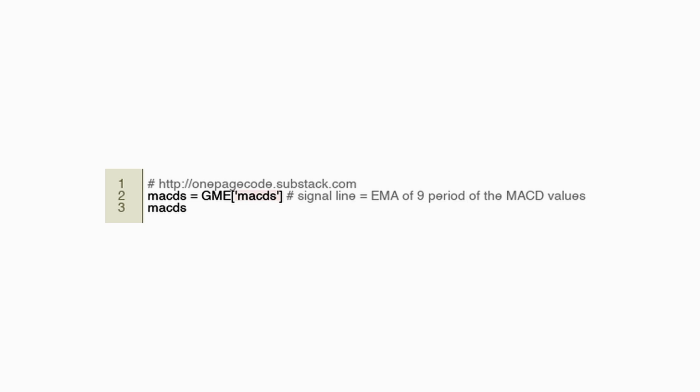In the context of financial trading, investors use the MACD signal line to identify bullish or bearish momentum in the stock price and generate signals on when to buy or sell. The purpose of the code is to isolate the MACD signal line values from the GME dataset so they can be used as part of an algorithmic trading strategy.